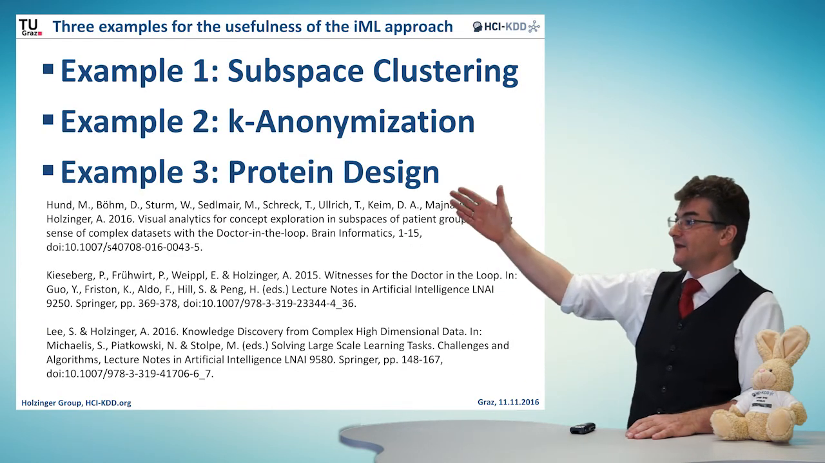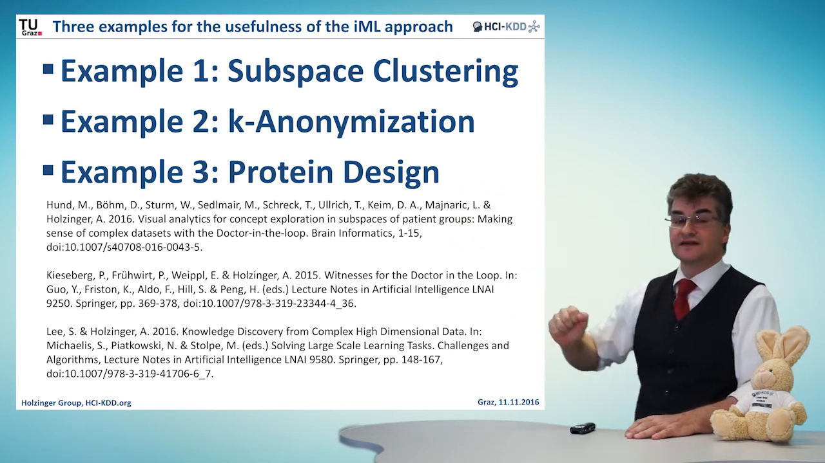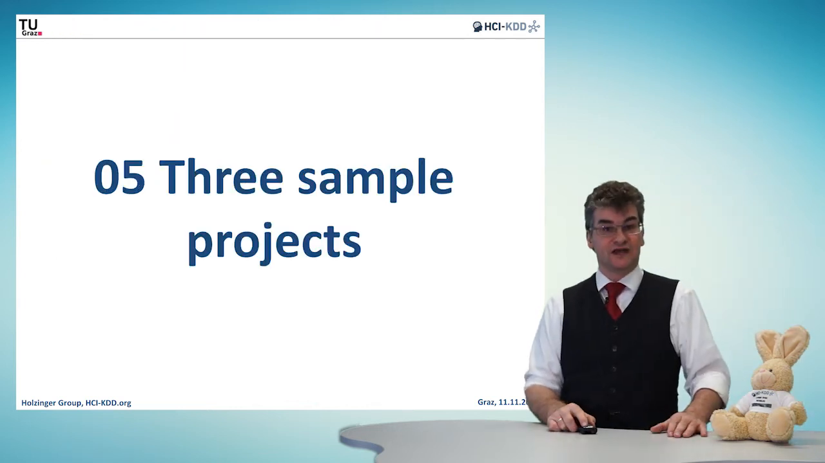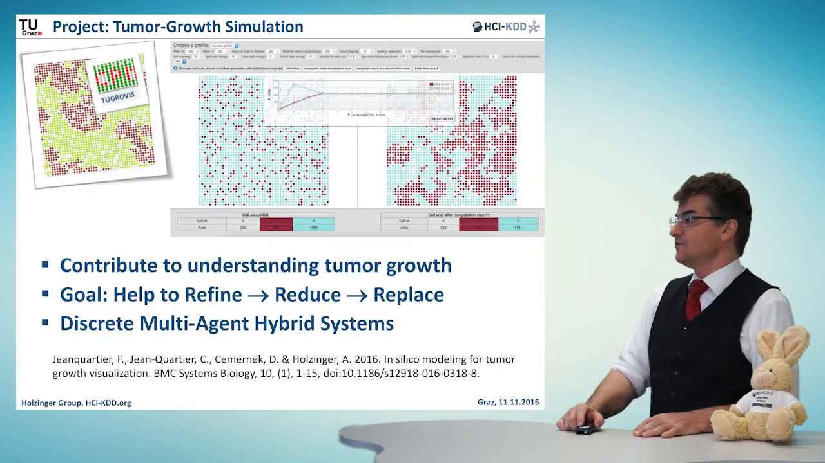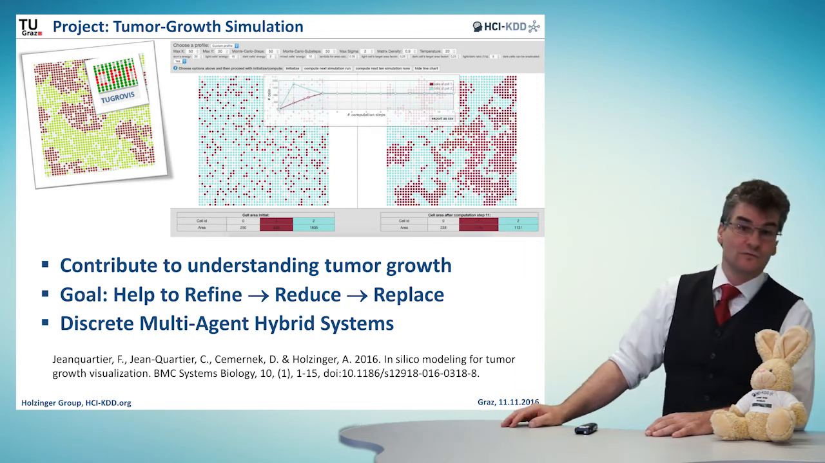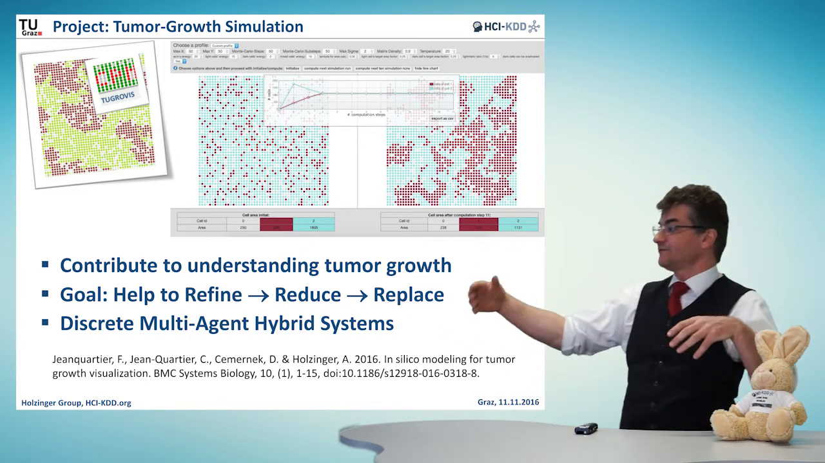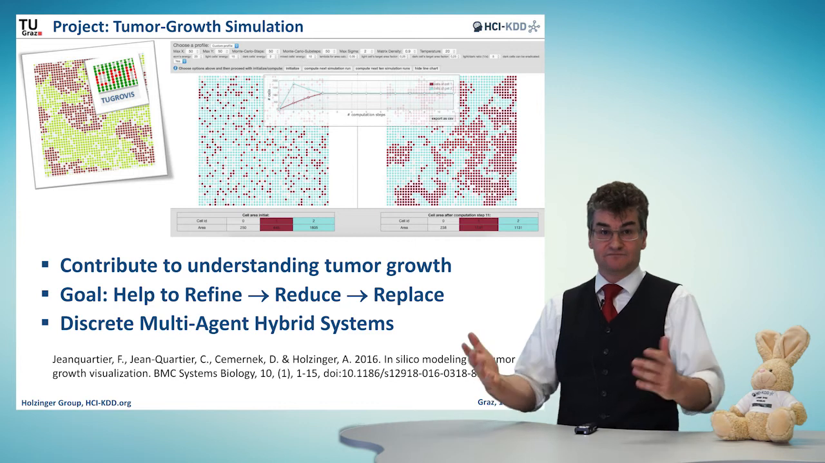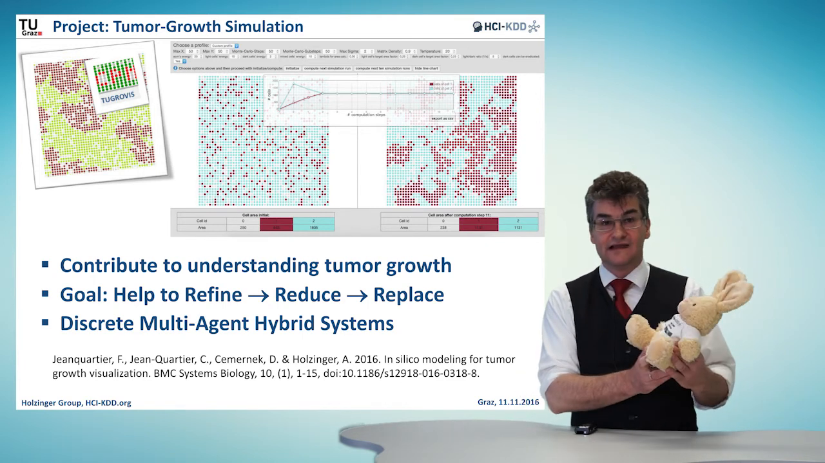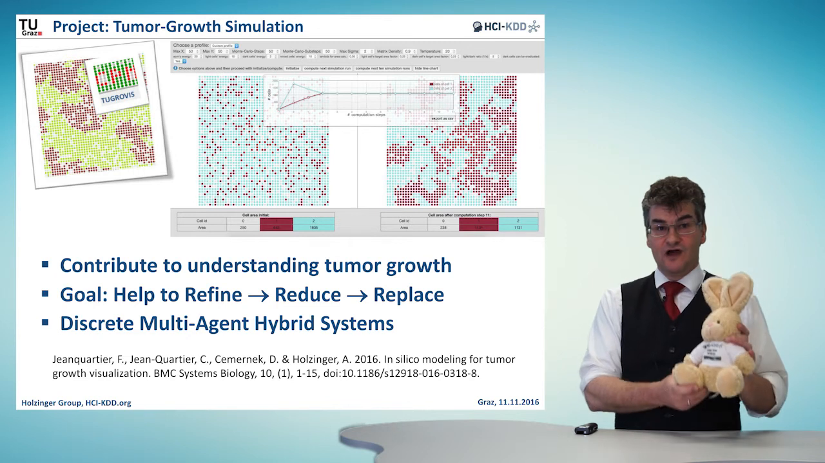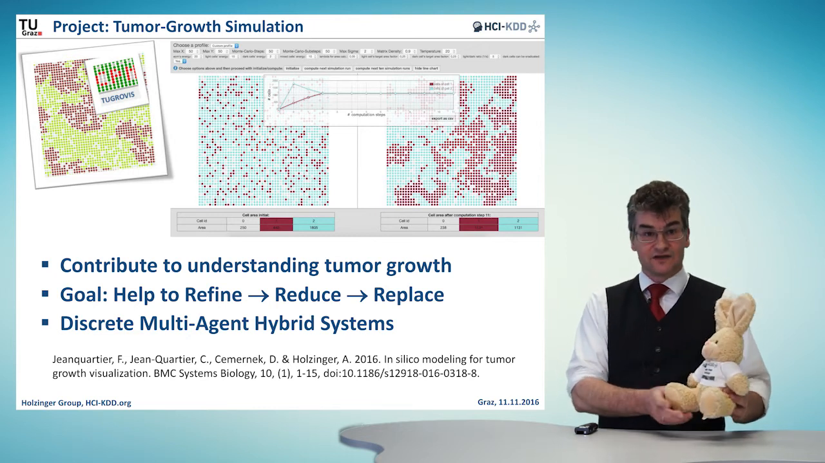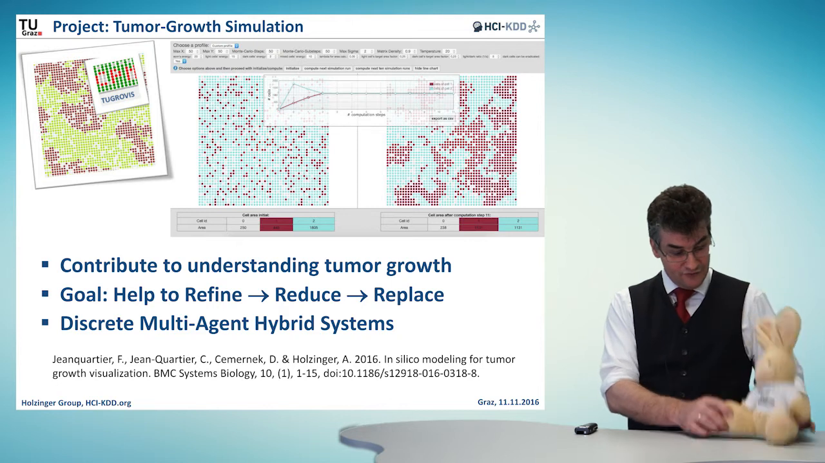We have here again 3 samples. For example, subspace clustering, K-anonymization, and protein design, where we already have a track record in this area. Okay, 3 sample projects from our current work. We are dealing, for example, with tumor growth simulation. In this project, we want to contribute to understanding tumor growth and help to refine, reduce, and replace animal experiments, because up to date, most of these experiments are done with living animals, and you can see this cute little animal, and we don't want to harm this animal. So our effort is to replace animal experiments by using computational algorithms, so to contribute also to save the lives of these poor animals.